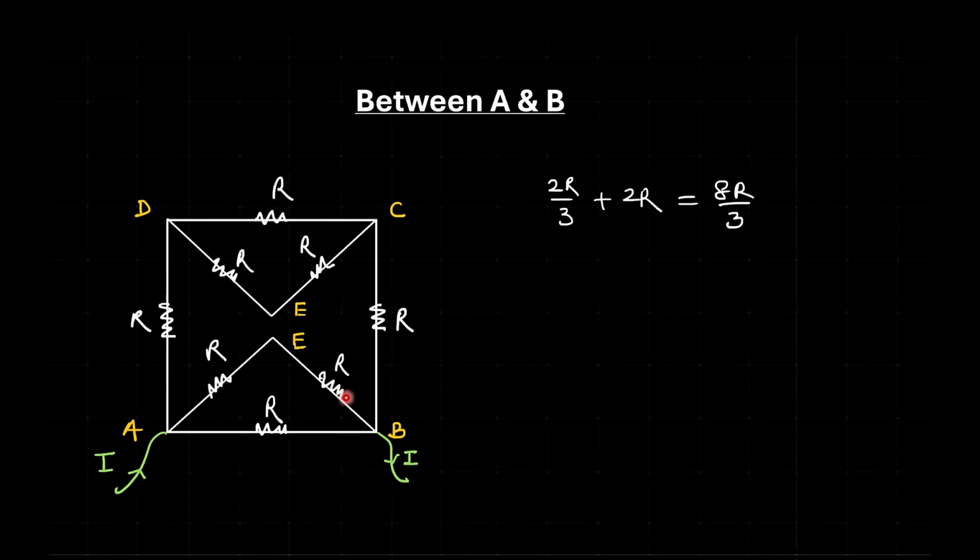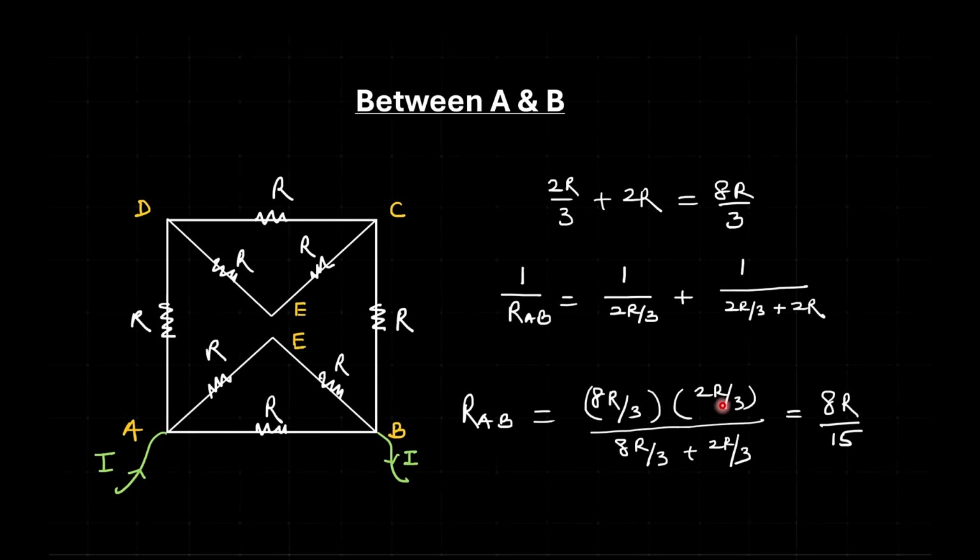And the same way, this 2R and this R are in parallel, and that will make 2R by 3. So from here to here, that whole thing is 8R by 3, and this is 2R by 3, and these are in parallel. So overall, the equivalent resistance between A and B is the parallel combination of 2R by 3 and 8R by 3, and if we simplify that, we are going to get 8R by 15.